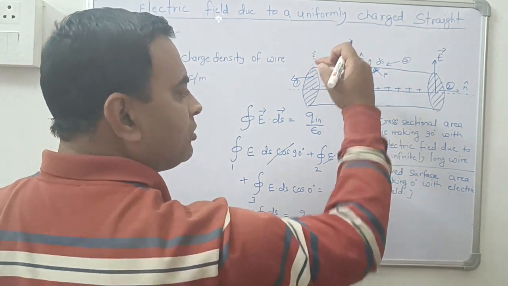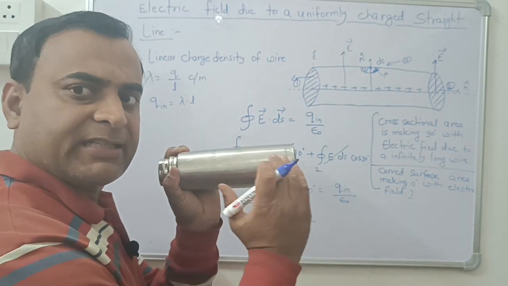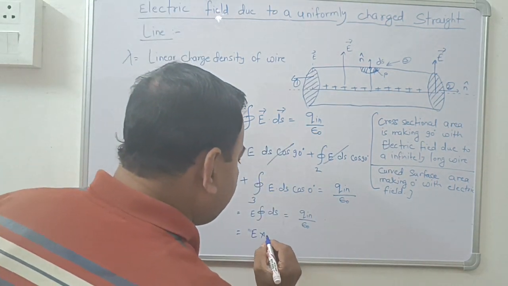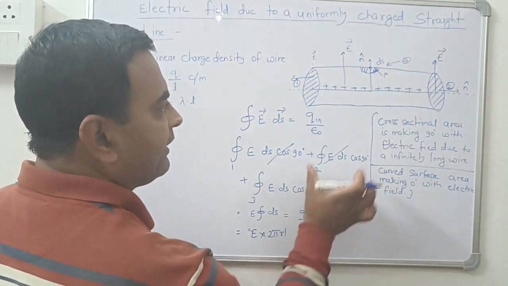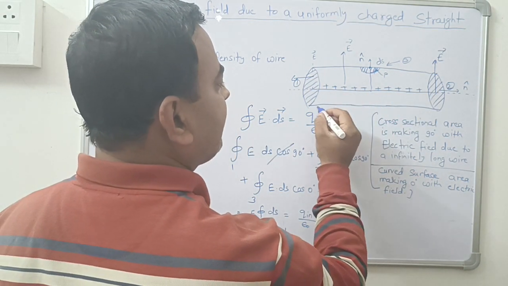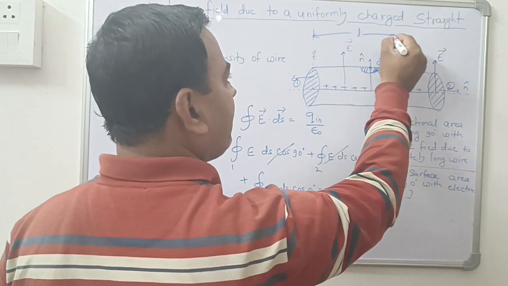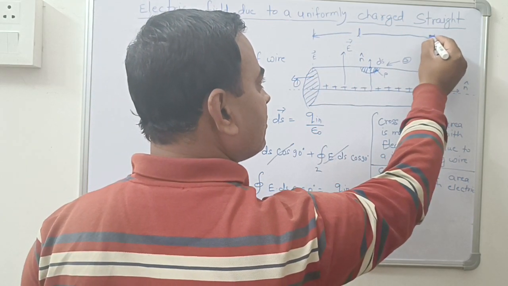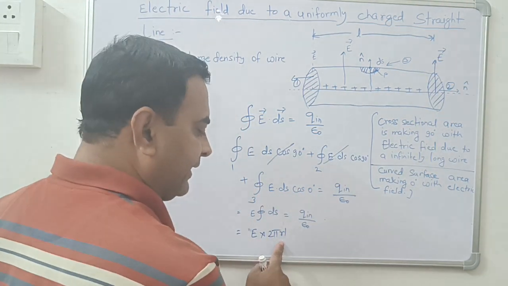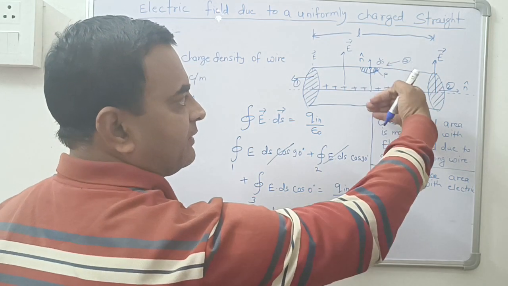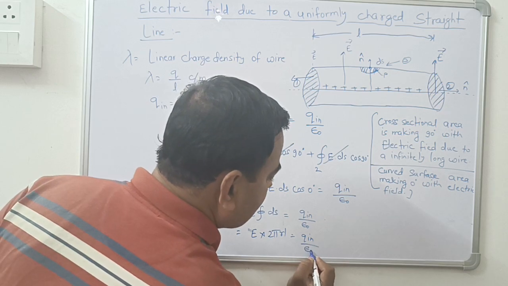E into the integration of ds, I am talking about this total curved surface. What is the area of this cylindrical surface? It will be 2 pi r l, where l is the length of the wire. So E into 2 pi r l, where r is the radius, equal to q in upon epsilon naught.